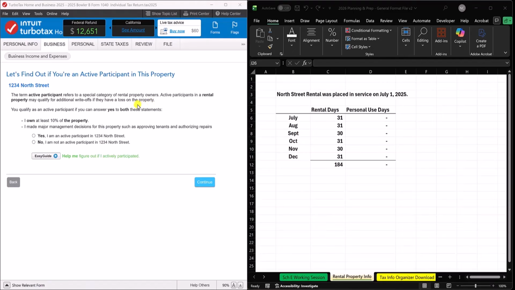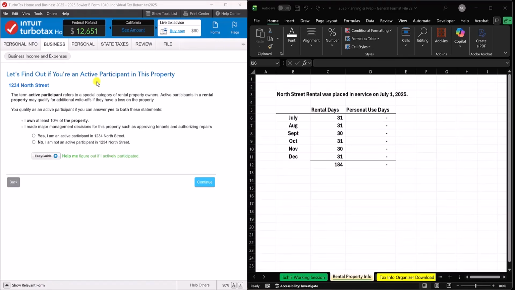You can think of it like this. If you're a real estate professional, you would be able to deduct the most losses. If you are not a real estate professional, but you are an active participant, which we will get to the criteria for that in just a moment, you can deduct some losses. And if you don't meet the requirements to be an active participant, basically you only have passive losses, which you can't deduct unless you have other passive income against which to deduct it.